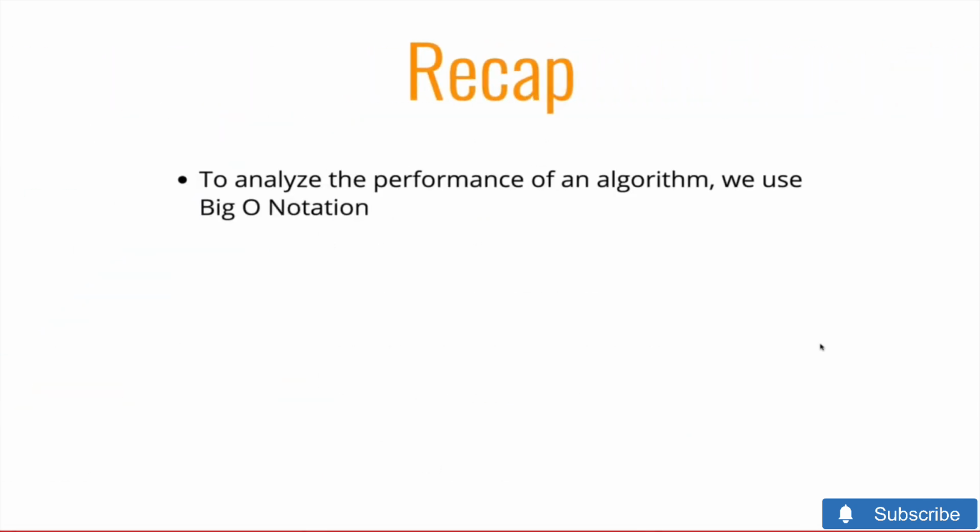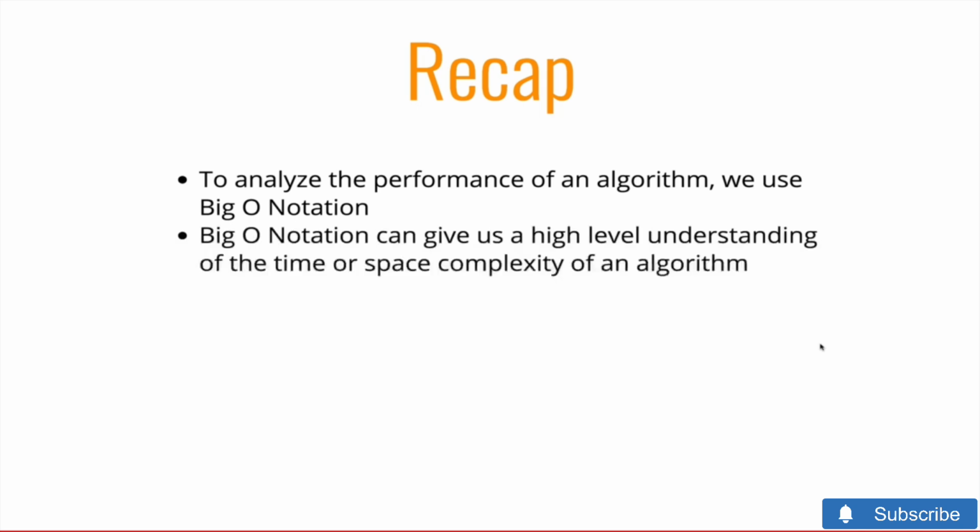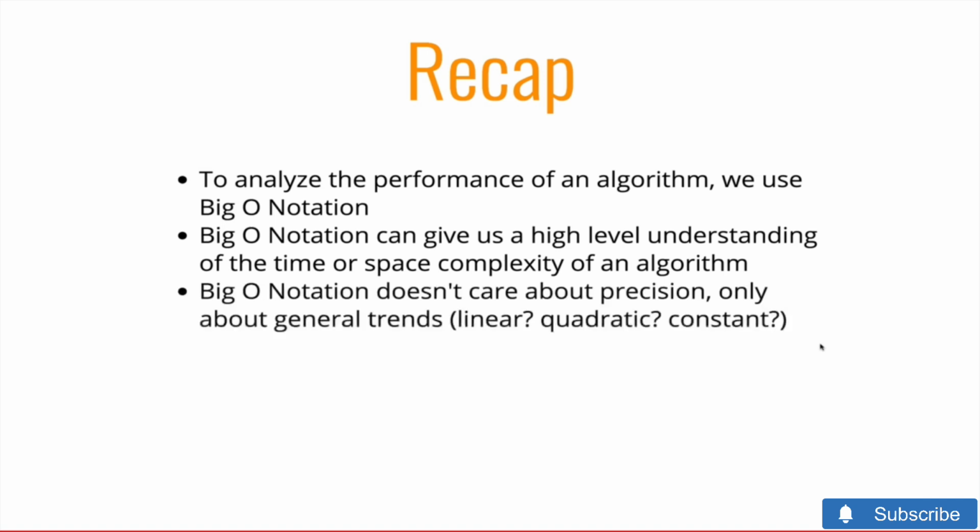Okay, so let's do a quick recap. We covered a lot. To analyze the performance of an algorithm, we use big O notation. It has to do with big, high-level, big-picture trends. As the size of an input grows, we want to know how the runtime changes or how the space complexity changes. So big O can give us a high-level understanding of time or space complexity. It doesn't care about precision, just general trends.